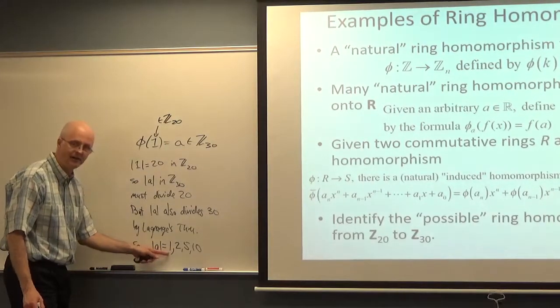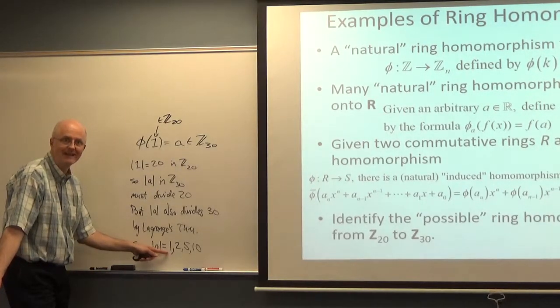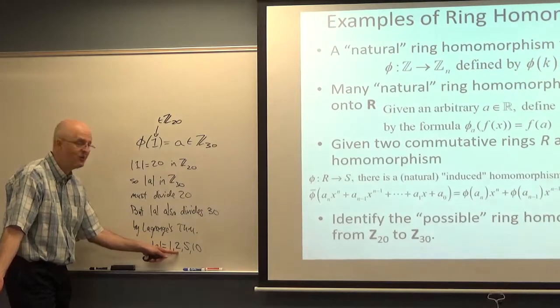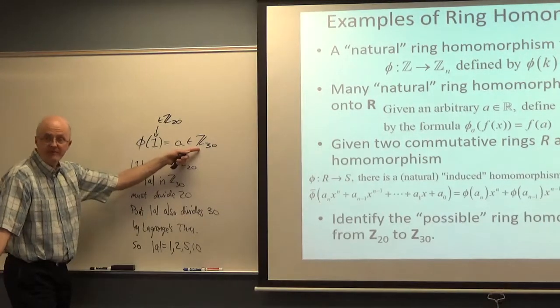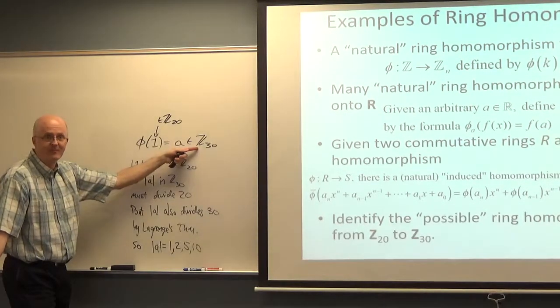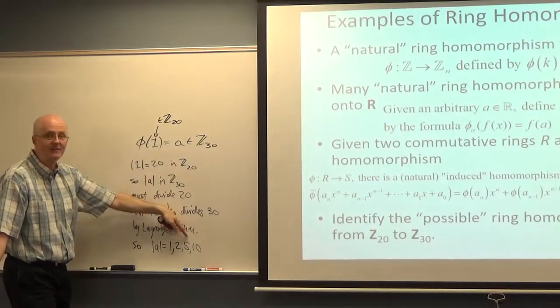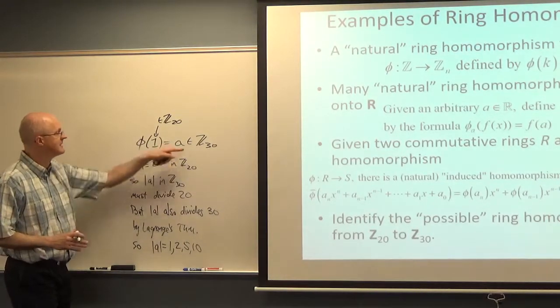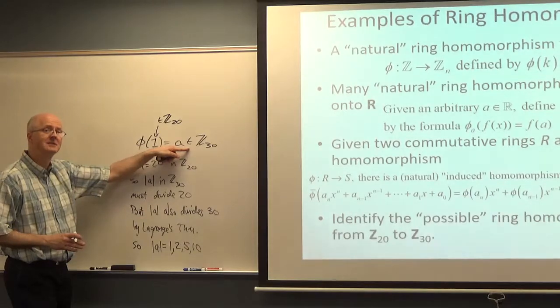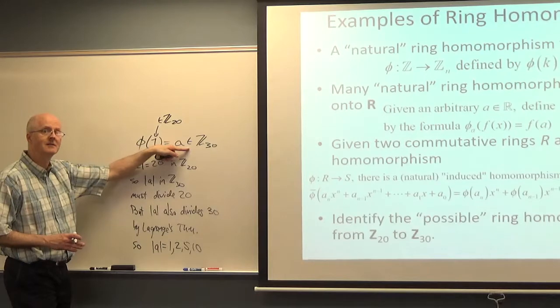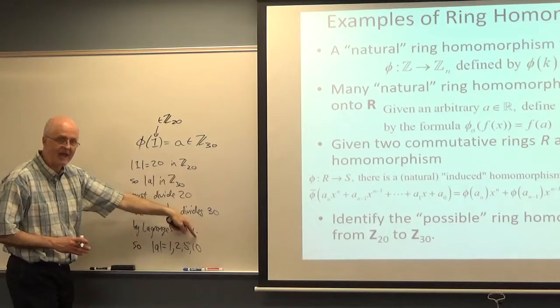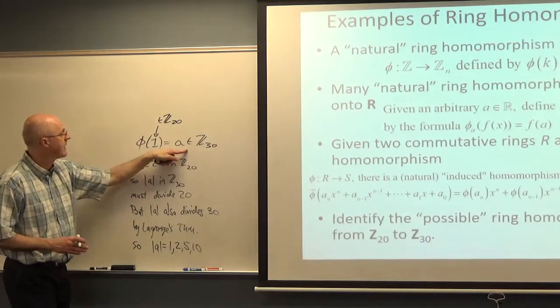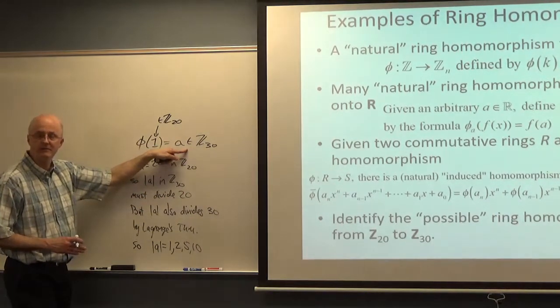If the order of A is 1, then A would be 0, right? The additive identity. If the order of A is 2 in Z30, A would be 15. If the order of A is 5, there are actually 4 possibilities for A in Z30: 6, 12, 18, 24. Those would be the elements of order 5 in Z30. And if there was order 10, the elements of order 10 in Z30 would be 10 and 20.